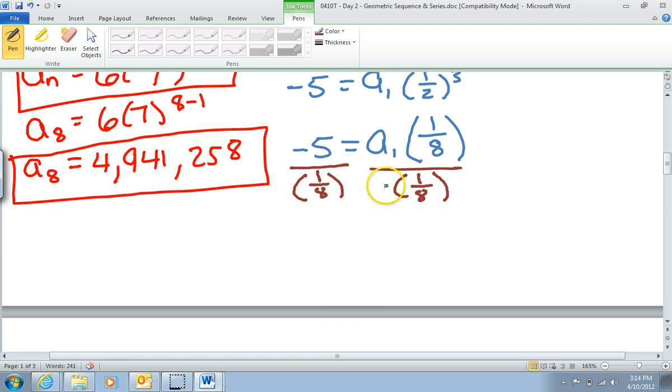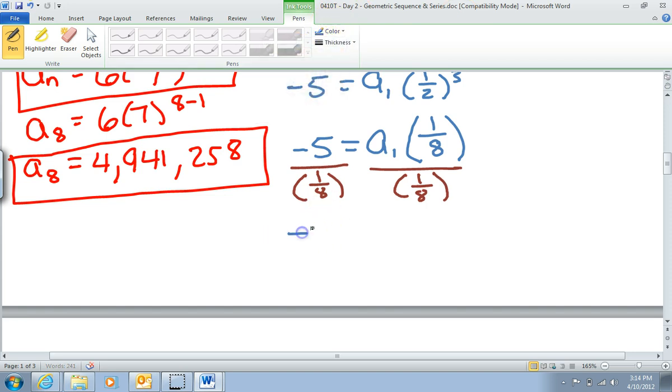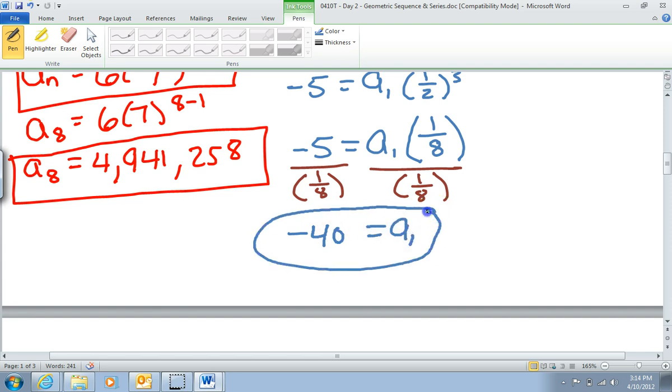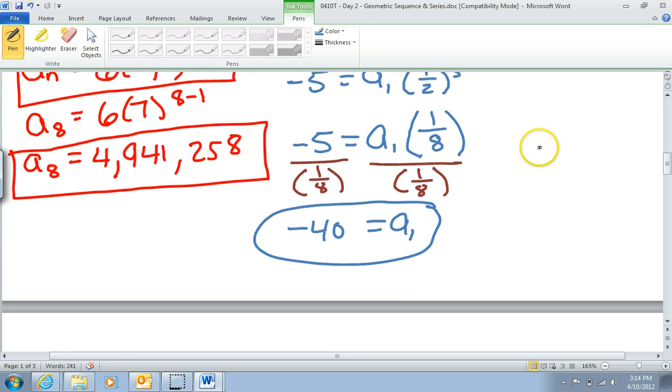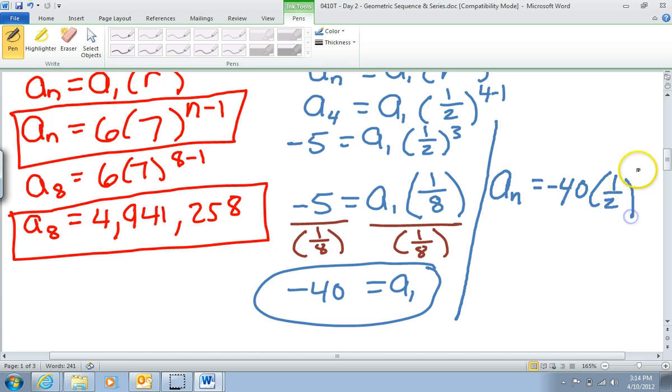What is -5 divided by 1/8? Correct. That gives us -40. So -40. Okay, so there we go. A1 is -40. And we were given R in the first place. R is 1/2. So now we can write our equation. That means AN must equal -40 times 1/2 to the n minus 1 power.